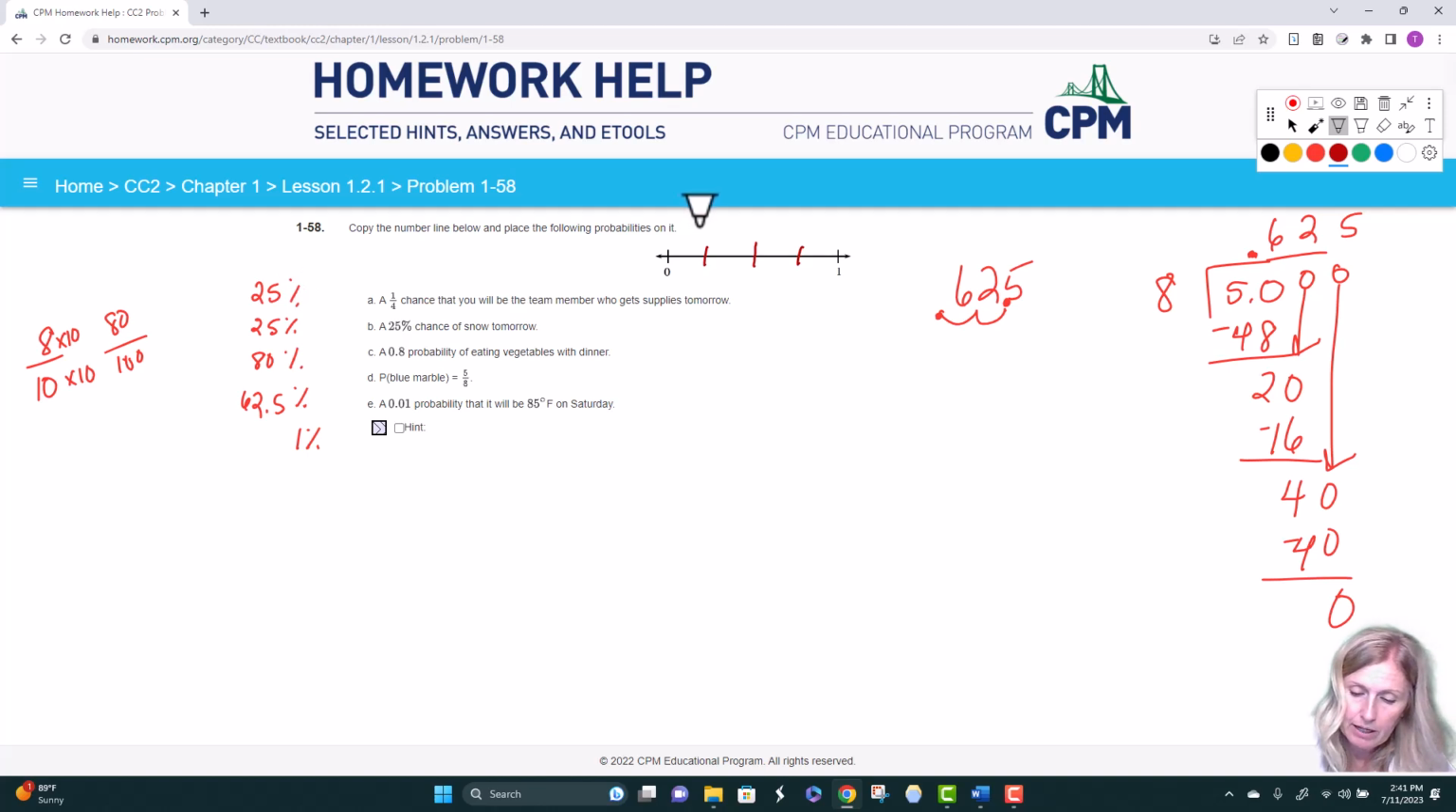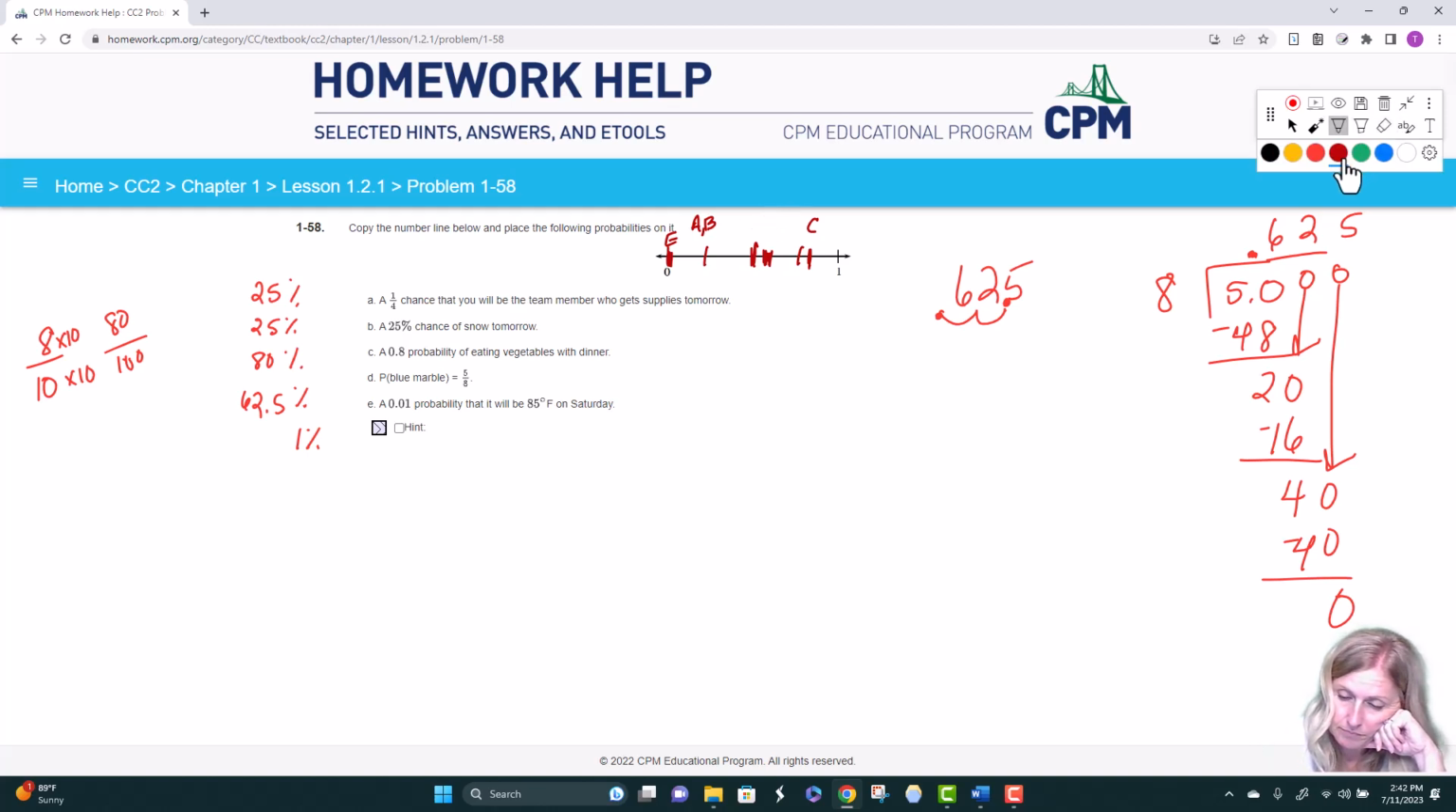C is 80%. Well, if this one is 75%, let's just go a little bit further, and that should be 80%. 62.5, well, if this is 50, let's just go a little further, and that should be around 62 right here. And then 1% will be right after the 0. Wait a minute. Sorry, this one should be D. There we go.